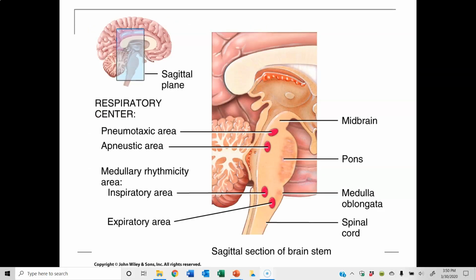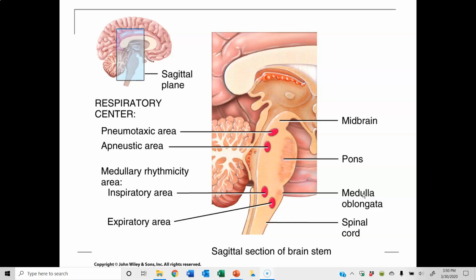Oops, almost forgot one more slide. Sorry about that. Control of respiration. Okay, so let me make this short. The main part of your brain where you control how many times you breathe in and out is the medulla of the brain. This is your main respiratory center.